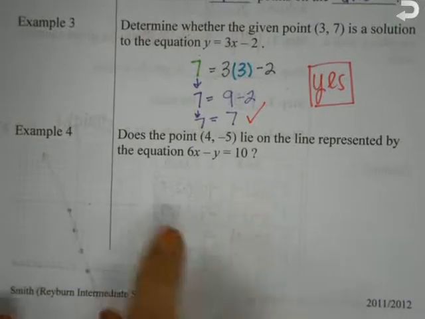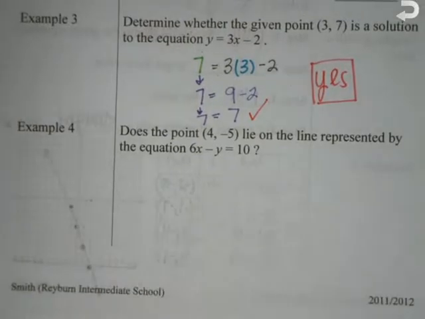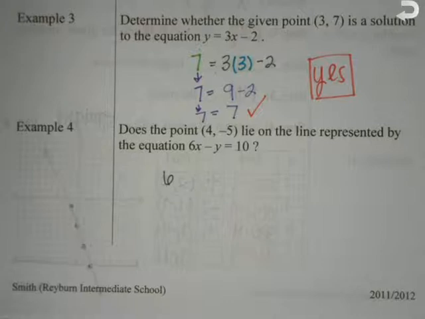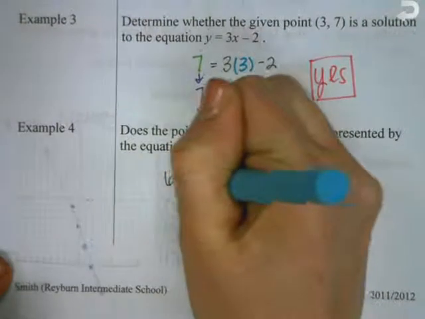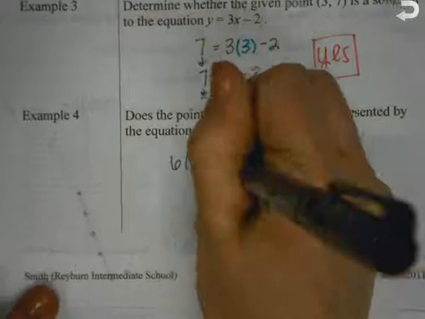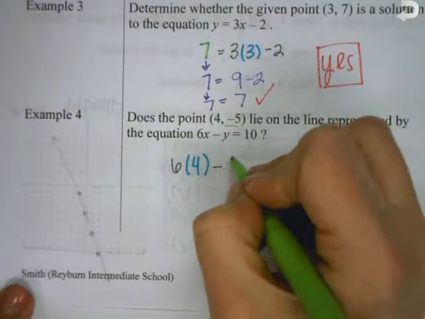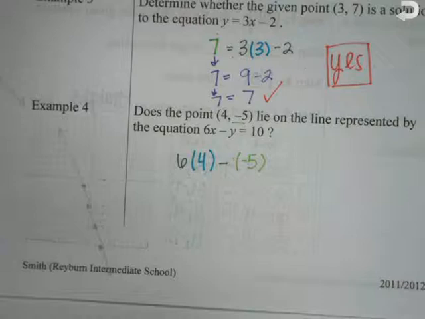6 times 4 minus, and y is what? Negative 5. Is it okay if you plug it in as positive 5? Equals 10, as long as you change that to a positive 2.